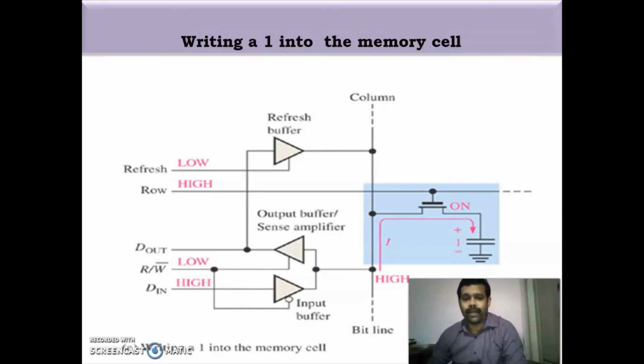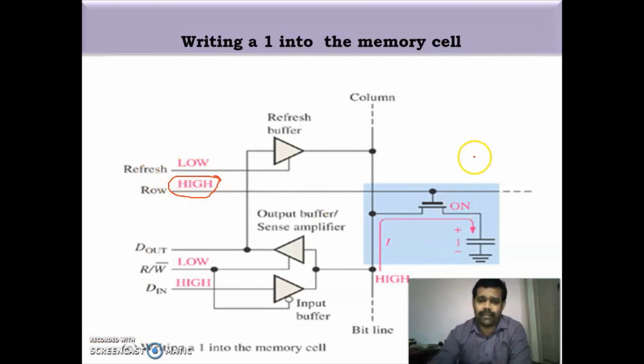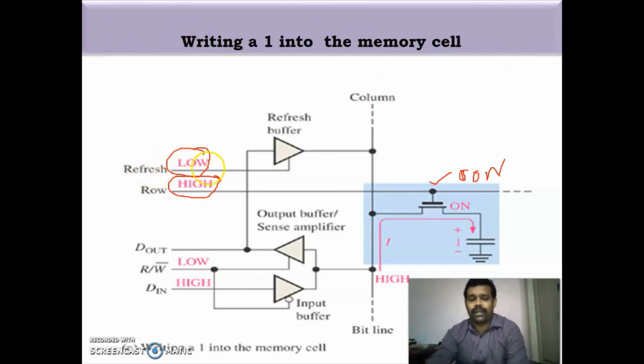For writing one into a memory cell, first we make the row line high. Making this row line high will turn on the MOS transistor. Then we make the input to the refresh buffer low, so it will disable the refresh buffer.